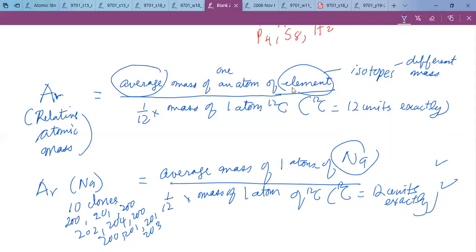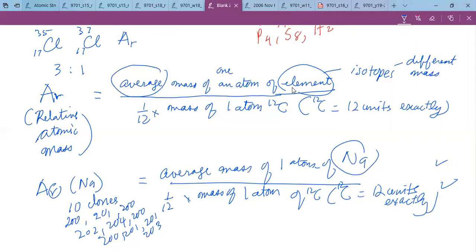find the average. So average, relative. The word average is used here because of, for example, chlorine. Chlorine is 17, with 35 and 37. So there are two types of chlorine in nature. The amount of each present is about 3:1. There is 3 times more of one. That means average mass.